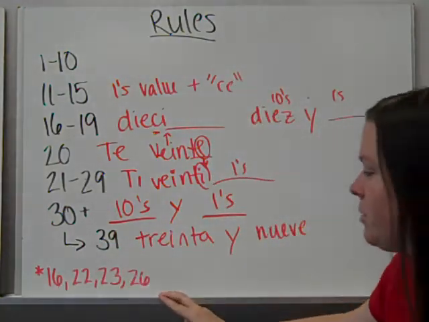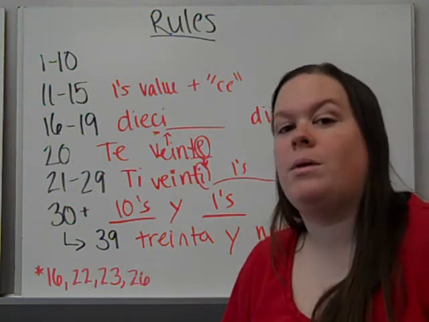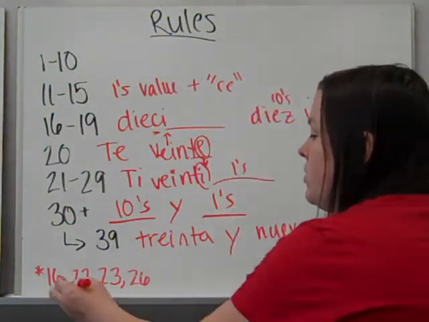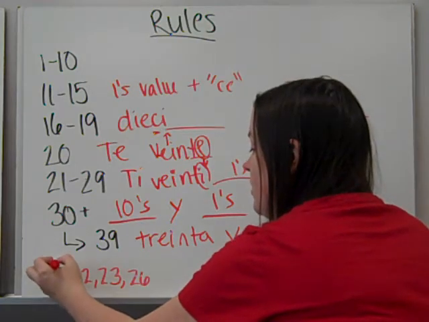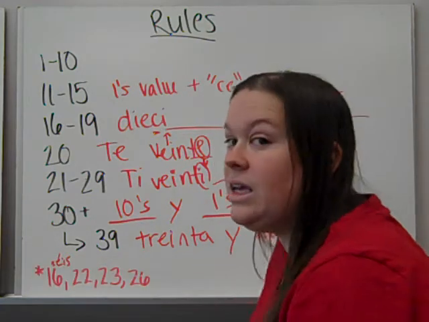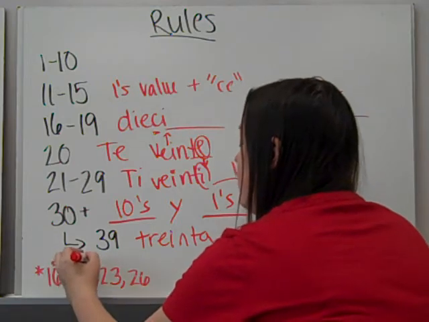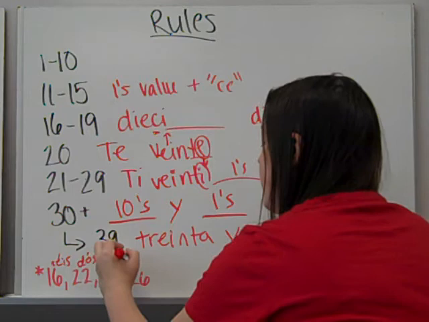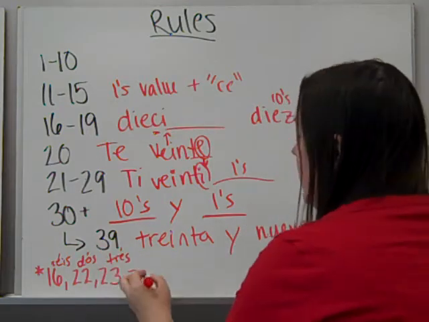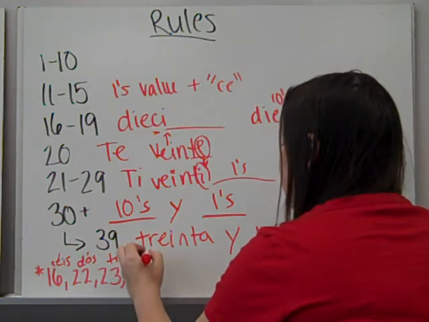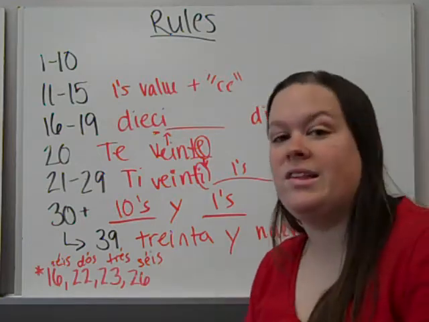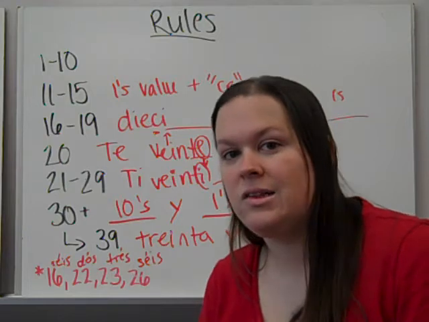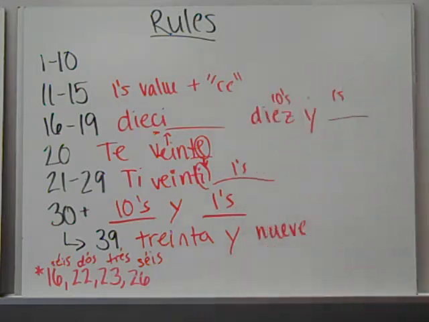Now down here I have a couple numbers I want you to write down. You need to remember that they add accents into their spelling. So 16 has an accent on that E. In 22, 22 has an accent on the O. In 23, 23 has an accent on the E. And in 26, 26 again has an accent on the E. Those are the only numbers up through 100 that have added accents that are different from their ones values.